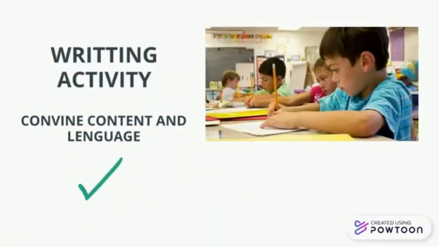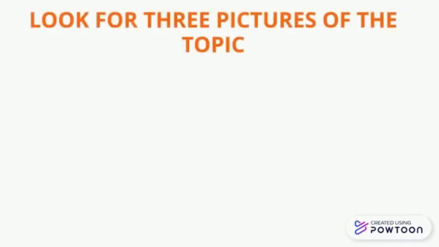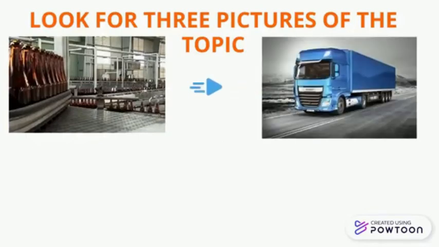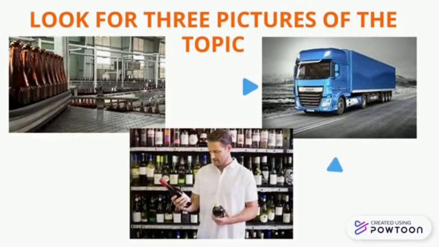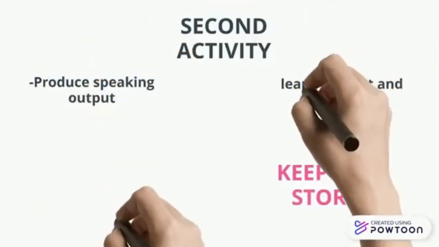For this, a good idea will be the three-picture story. In this activity, we will have to look for three pictures of the topic. In this case, the secondary sector and the third sector. The students will have to write a story connecting the three pictures. We will give them some time to brainstorm about what they want to write, and we'll give them feedback to help them.